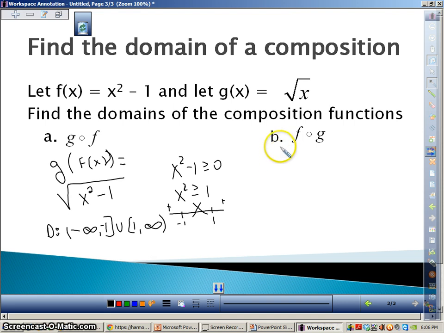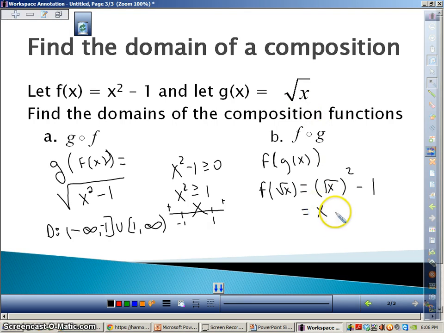So the next function we need to do is f of g. So this time we're going to take the g of x function and plug it into our f of x function. So we're finding f of the square root of x. So in our f function, we have x squared minus 1. So where our x was, we are now going to put the square root of x. So that's going to give us x minus 1.